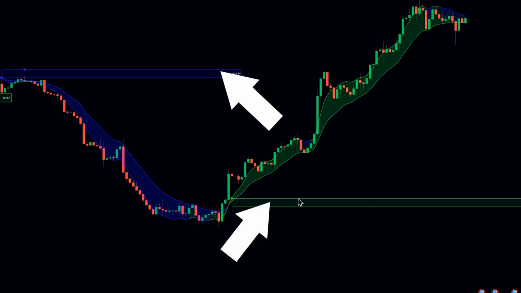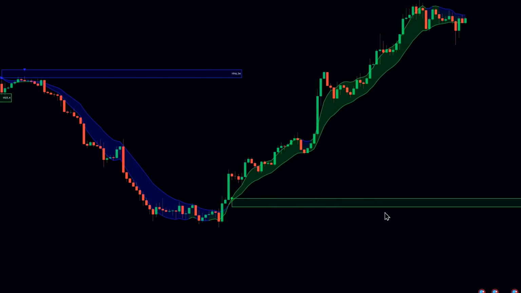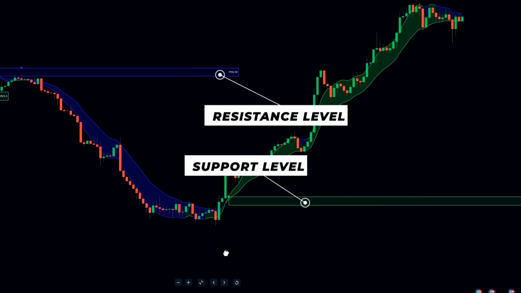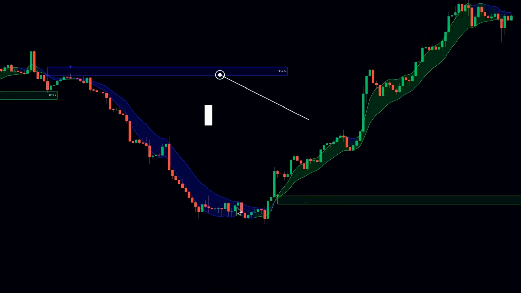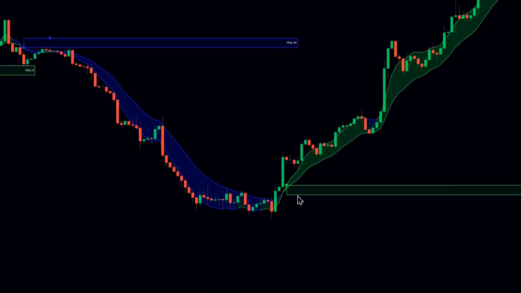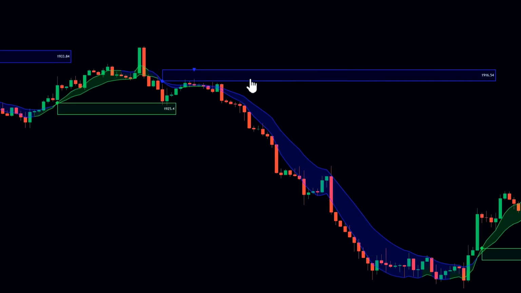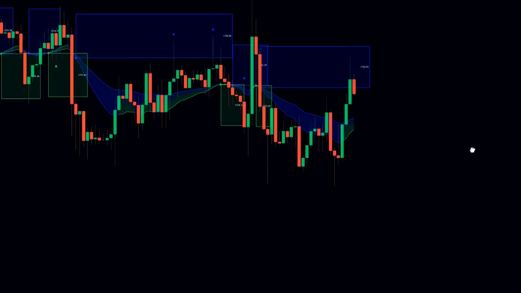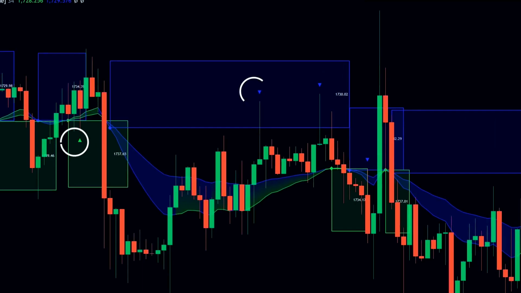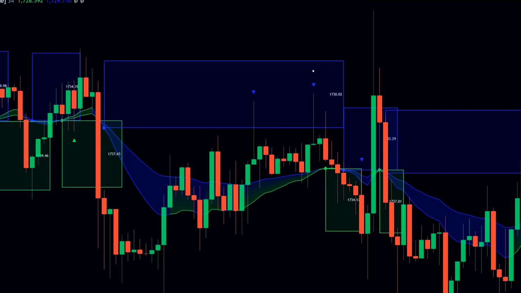They're the support and resistance levels, appearing when the trend switches from bearish to bullish or vice versa. Like this one, a green support level is printed when the indicator transitions from bearish to bullish. Similarly, a blue resistance level appears when the trend flips from bullish to bearish. The indicator also shows up and down arrows whenever the price revisits these support or resistance levels.